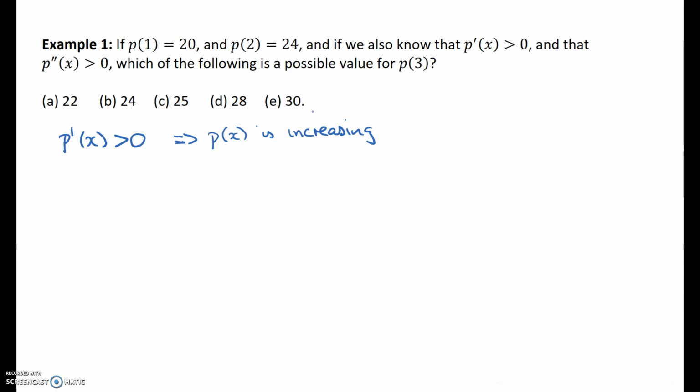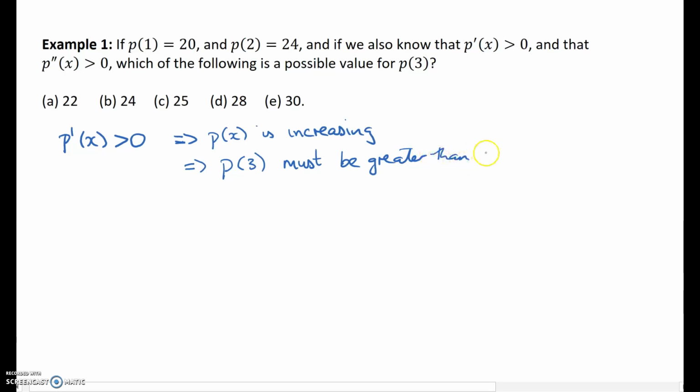So if P of 1 is equal to 20, P of 2 is equal to 24, which is fine, it's gone up. What we can tell from that is that P of 3, if we increase x again, has to be more than 24. So if P of 2 is 24, and P of x goes up, that means every time you increase the x, so from the 2 to the 3, the value of P will increase also. So P of 3 must be greater than 24.